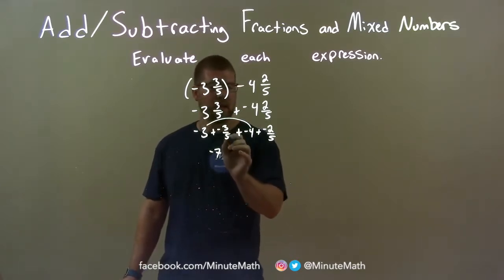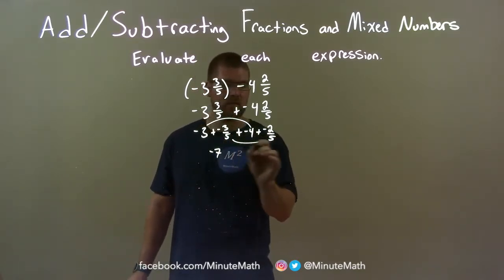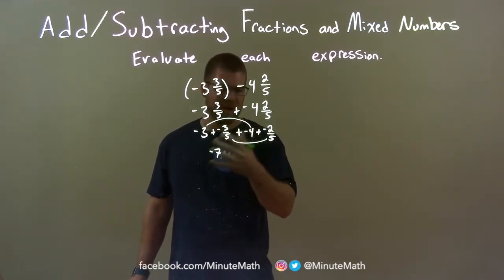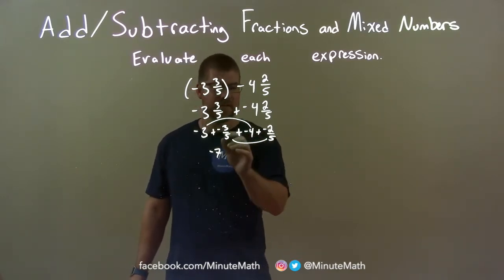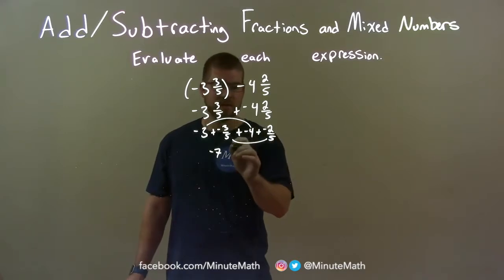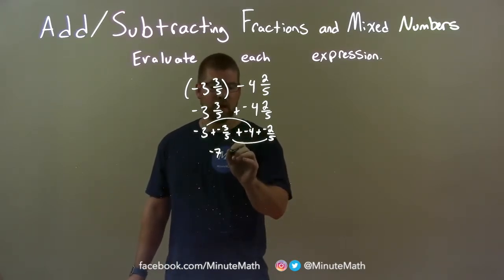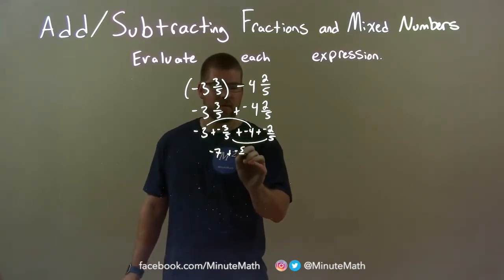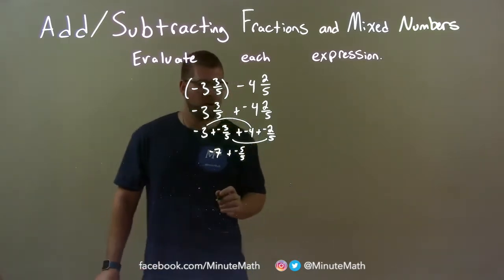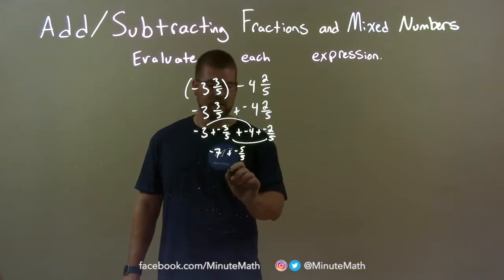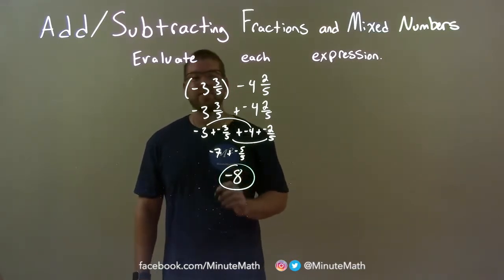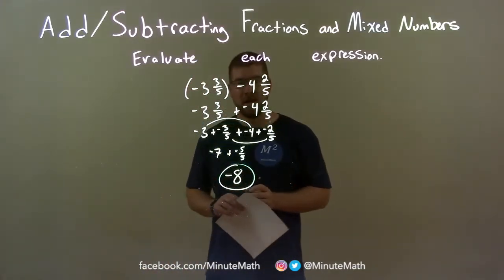Then we can add the negative 3/5 and negative 2/5 together, and group them together. Same denominator, we add the numerators, it's negative 5 over 5, right? So negative 5 over 5, we know, is a negative 1. So negative 7 plus a negative 5 over 5, or a negative 1, is a negative 8. And so our final answer here is just negative 8.